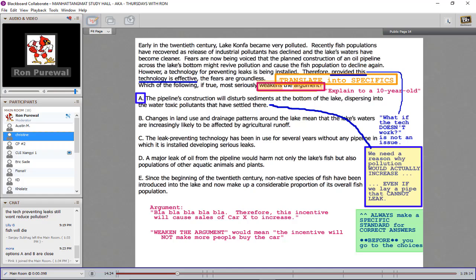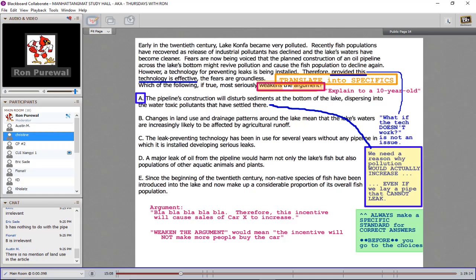What about B? What's wrong with B? There's 2 things that are very wrong with B. Yeah, the biggest one is that it has nothing to do with the pipe. The argument is not like, will pollution randomly increase in this lake? This is an argument about whether you should lay a pipe down across the bottom of the lake.